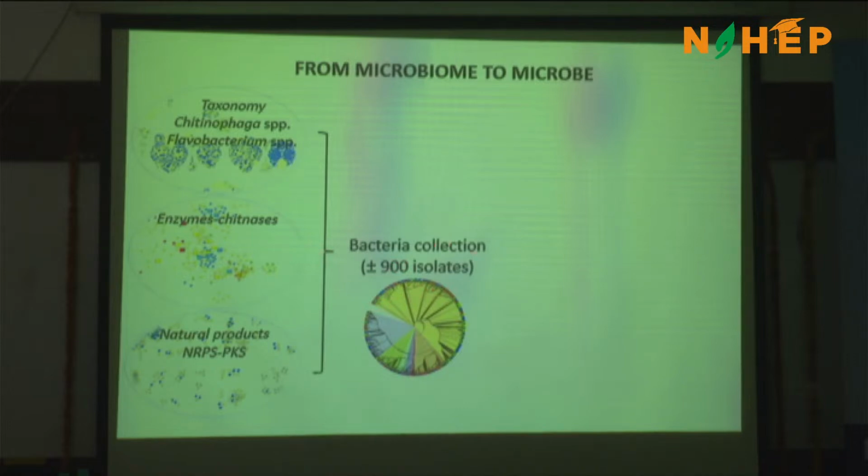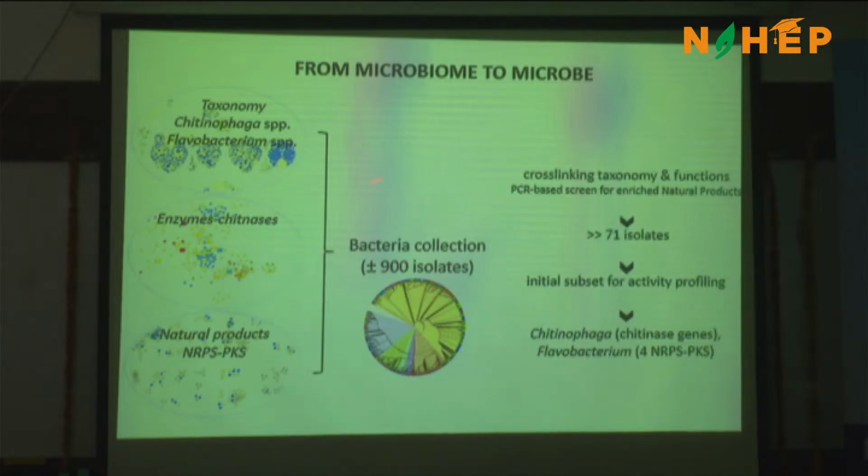So what we did, we cross-linked the bacterial collection that we had plus these functions and taxonomic composition. And then we ended up with several bacteria, like the ones that we were looking for, Chitinophaga and Flavobacterium, that contain chitinase genes and NRPS, PKS genes. Okay? So we did this cross-link by PCR.